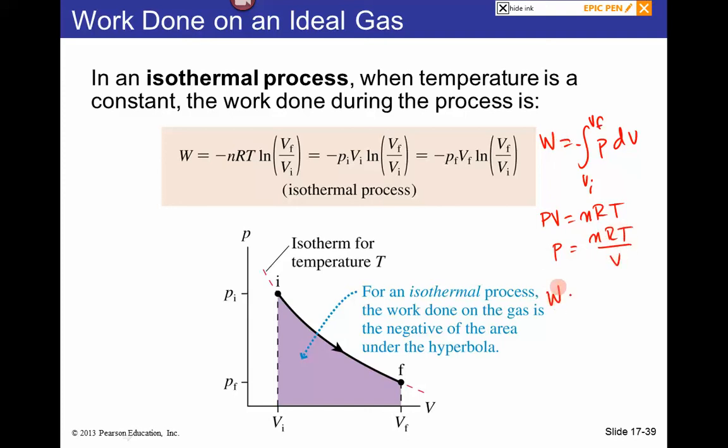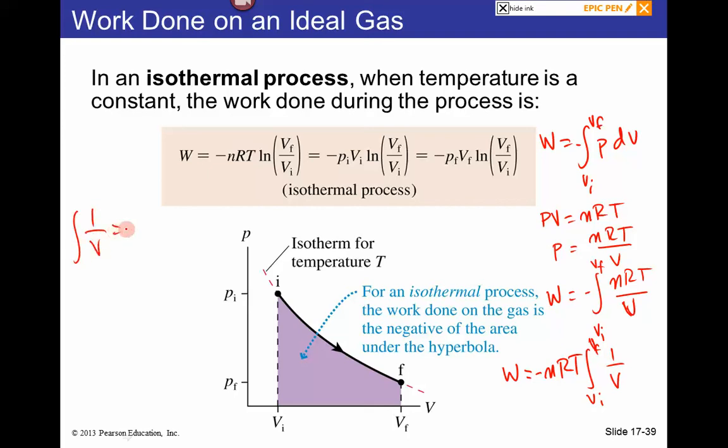So therefore, the work is minus the integral from the initial volume to the final volume of nRT over V, right? And all this stuff is constant, so it comes out of the integral. So you get that the work is equal to minus nRT times the integral from VI to VF of 1 over V. And the integral of 1 over V is the logarithm of V, right? So this is equal to minus nRT times the logarithm of VF divided by VI.